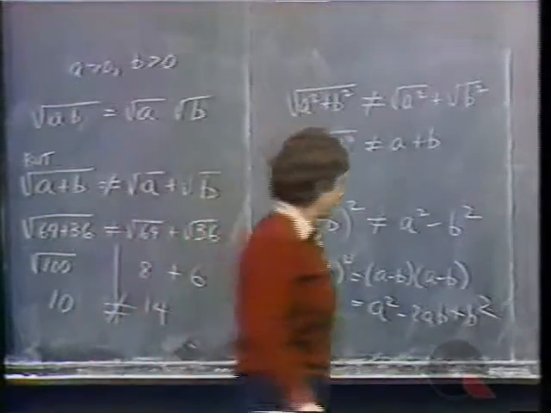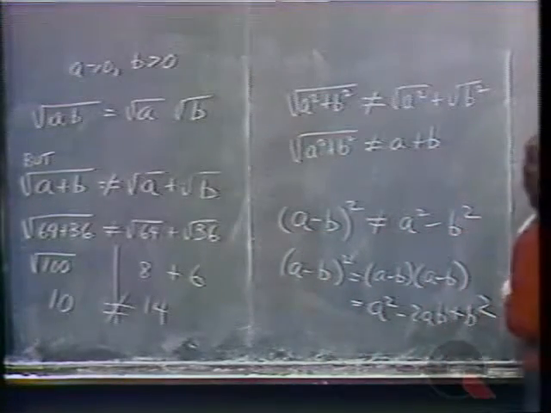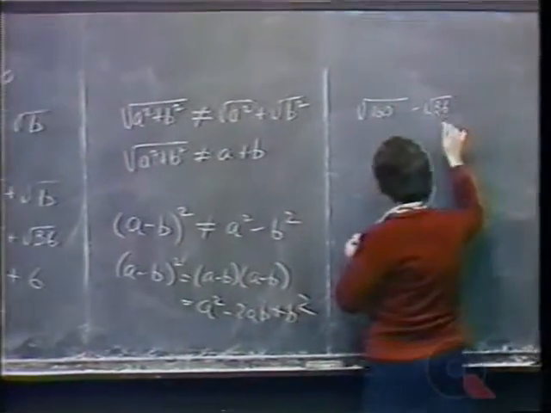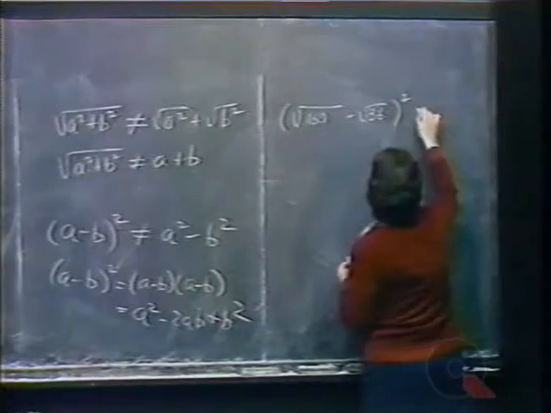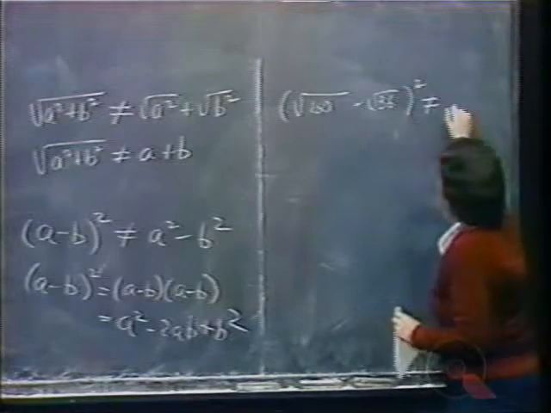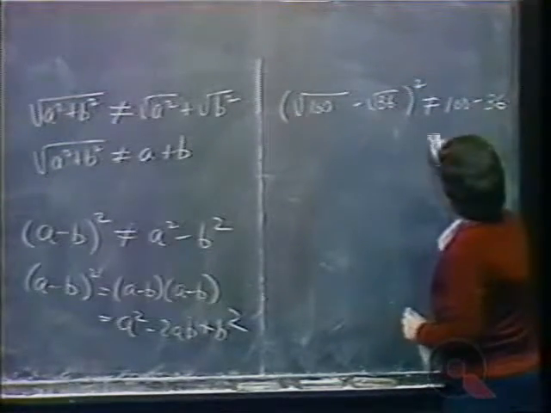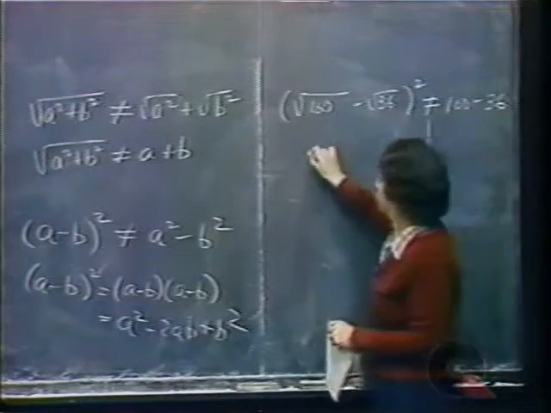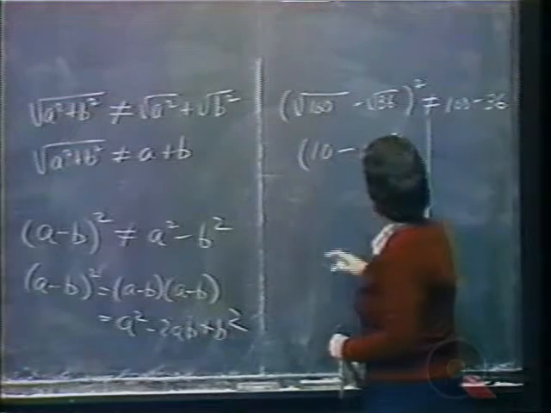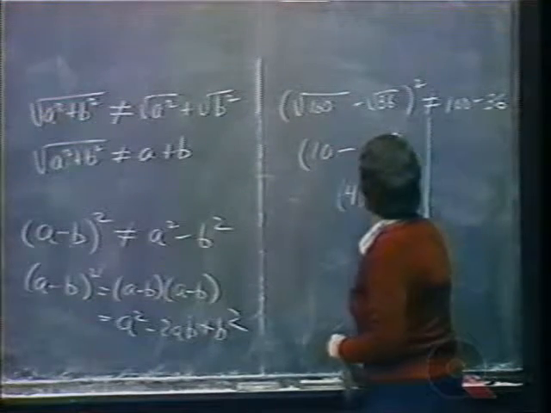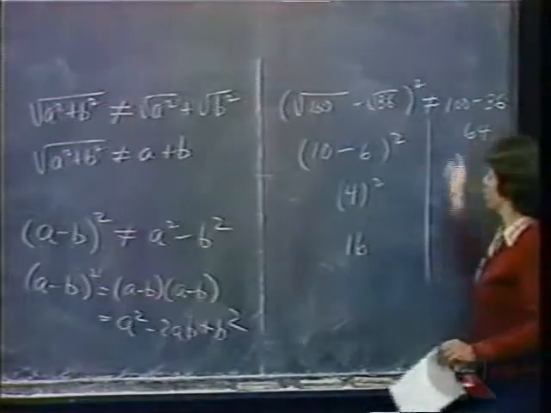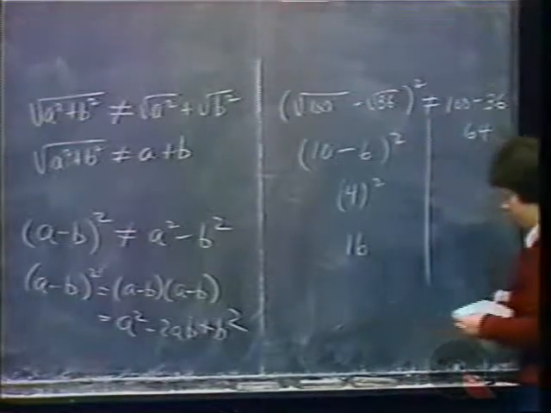Let me give you an example. Let's say we have the square root of 100 minus the square root of 36, squared. This is not equal to squaring this and subtracting off this squared. This is not 100 minus 36. To find out what it is, the square root of 100 is 10, minus the square root of 36, which is 6. 10 minus 6 squared is 4 squared, or 16. This, of course, is 64. So they're not equal. You are not permitted to just distribute the power there.